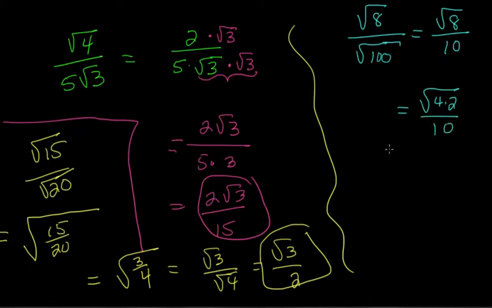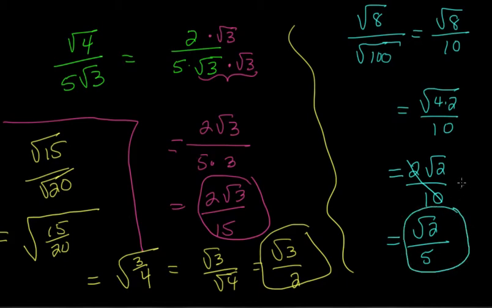We could have done this another way. I don't think it's going to work any better than this way, but we could have done it another way, which is equal to the square root of 4 is 2, and the square root of 2 is the square root of 2. That would be 2 root 2 over 10, and that will reduce right there. That 2 over 10 will reduce, and left upstairs is root 2, and 2 goes into 2 once, and 2 goes into 10 5 times, and that would be root 2 over 5.